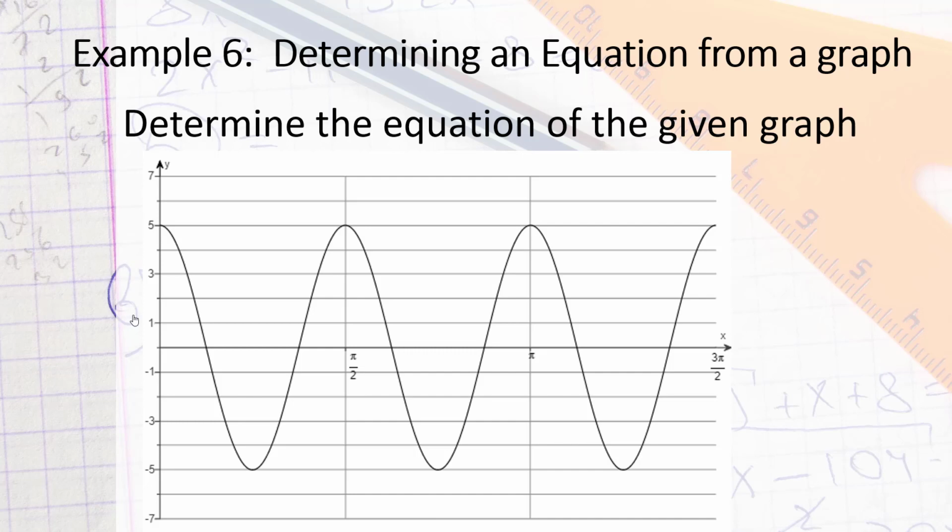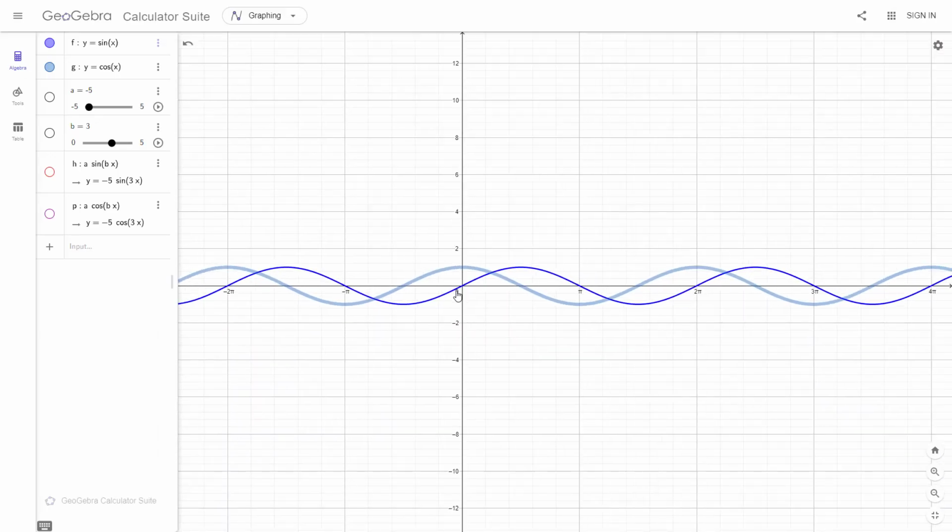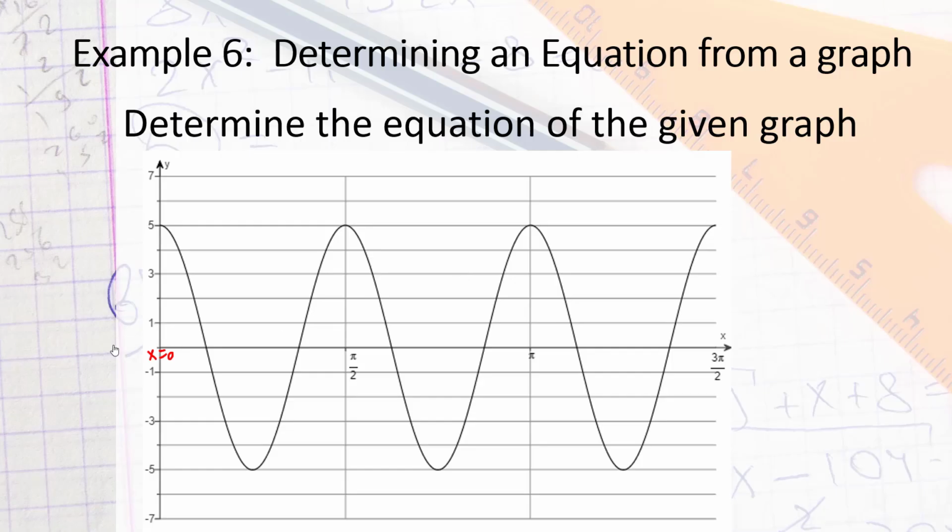Okay, now for this one, here we have a graph of a sine function or a cosine function. We want to determine the correct equation. Well, first thing we want to notice is that when x is equal to 0, y is equal to 5, and it's at a peak. So this does not look like a sine function, but it looks more like a cosine function. As a consequence, we know that we are dealing with a cosine function.